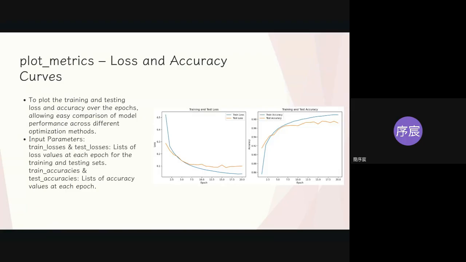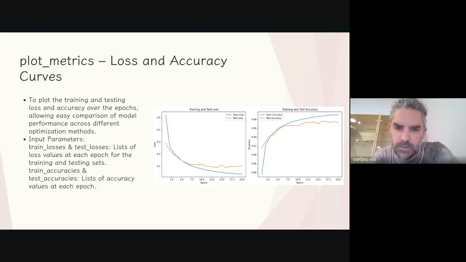So the first one is the loss and accuracy curves. It plots the train and test loss and accuracy over epochs, and it allows easy comparison of models' performance across different optimization methods. So this curve here is for GD.